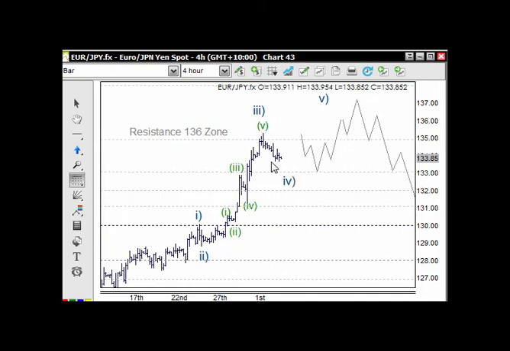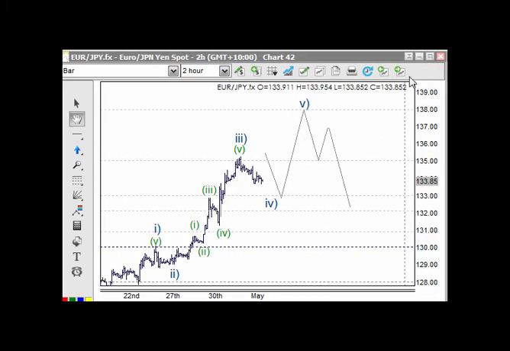Because this one is pulling down less, it's probably a better trade to the upside when the 5 waves come through here. Okay, and just drilling in here, 2 hours.